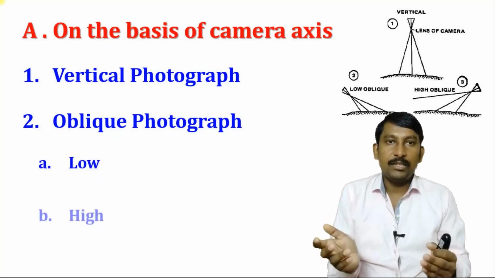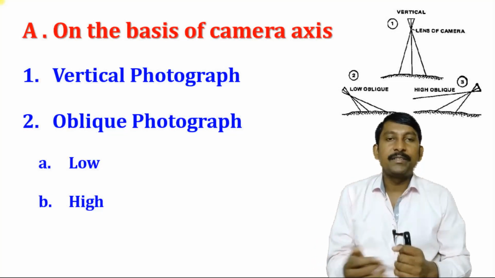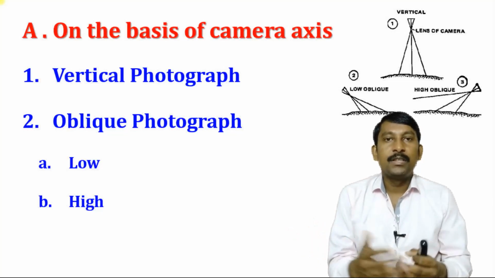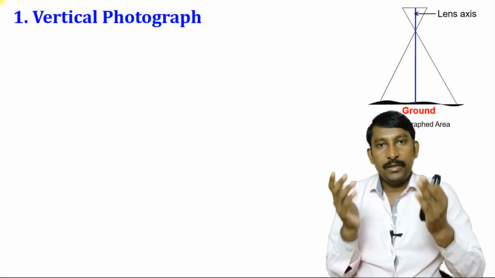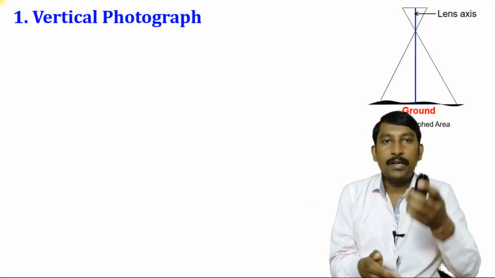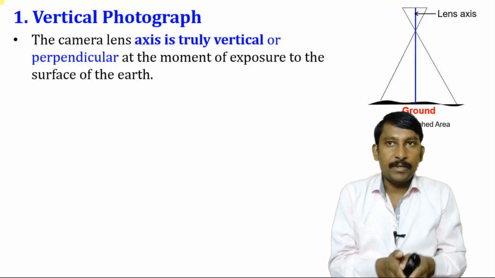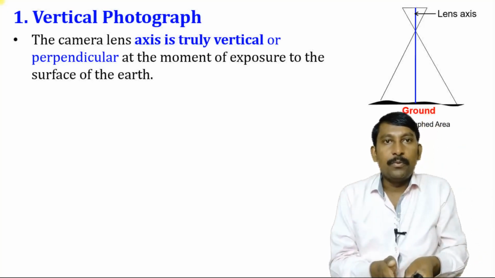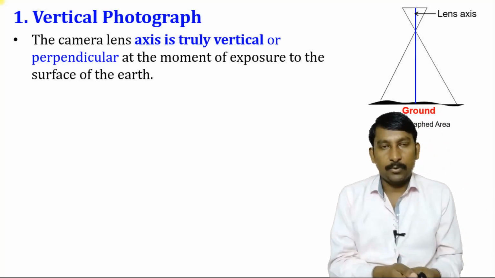In this classification, aerial photographs are divided into two types. First is the vertical aerial photographs and second is the oblique aerial photographs. Oblique aerial photographs have two types. First is the low oblique photographs and second is the high oblique photographs. In vertical aerial photographs, the camera axis is truly vertical, and at the moment of exposure it is perpendicular to the earth surface, meaning 90 degrees. This vertical or optical axis of the camera is called a vertical photograph.